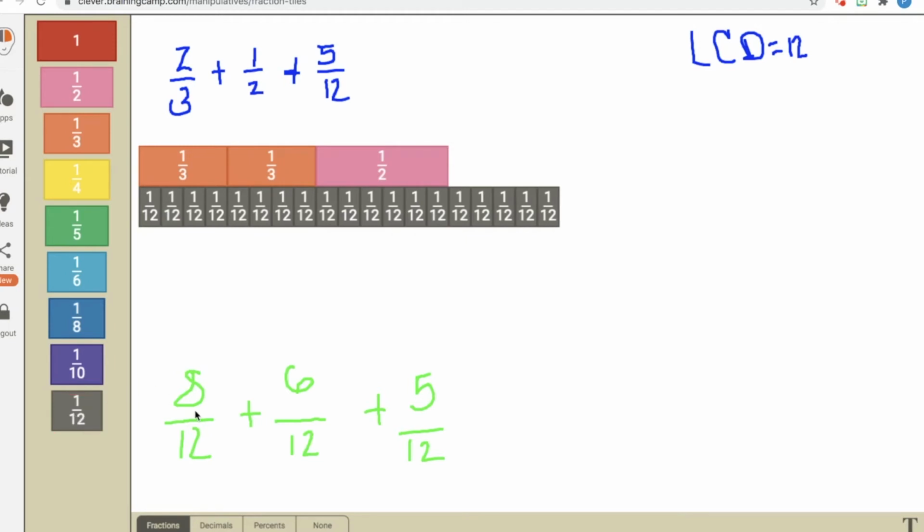Okay, now let's see. I know that my denominator is going to be 12ths because we determined that's our least common denominator. So how many 12ths do I have? 8/12 plus 6/12 plus 5/12. Now I'm just going to add the numerators. Well, 8 plus 6, well, I know 6 plus 6 is 12, plus 2 would be 14. And then 14 plus 5, well, I know 14 plus 6 would be 20, and 5 is one less than 6, so it would be 19.